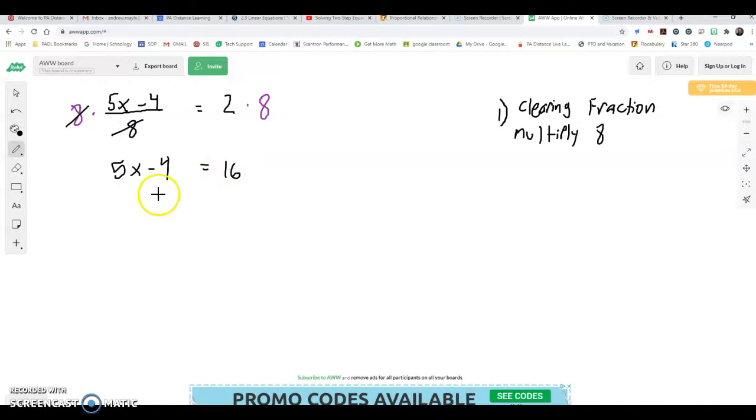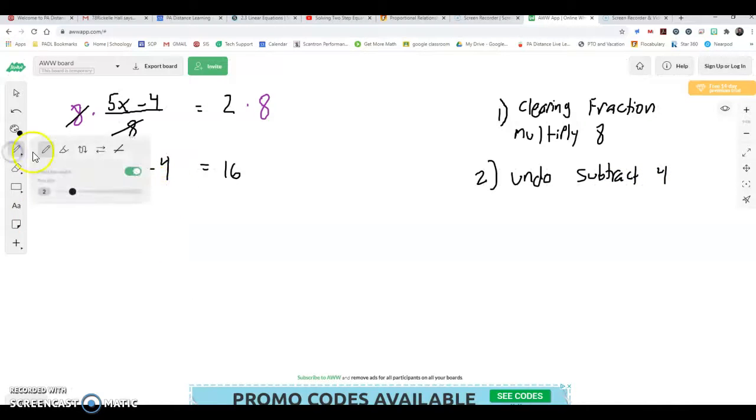And now, guys, it turns into a two-step equation. We know how to handle those from the last example. We need to undo addition or subtraction first. So the next step is to undo subtract 4. The opposite of subtract 4 is add 4. So let's go ahead and do that. I'm going to add 4 to the left. I'm going to add 4 to the right.